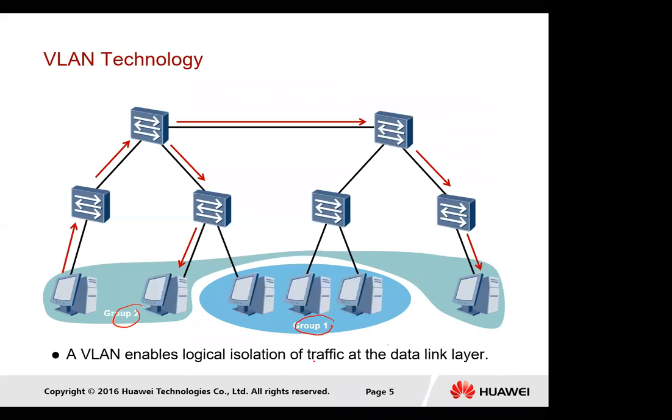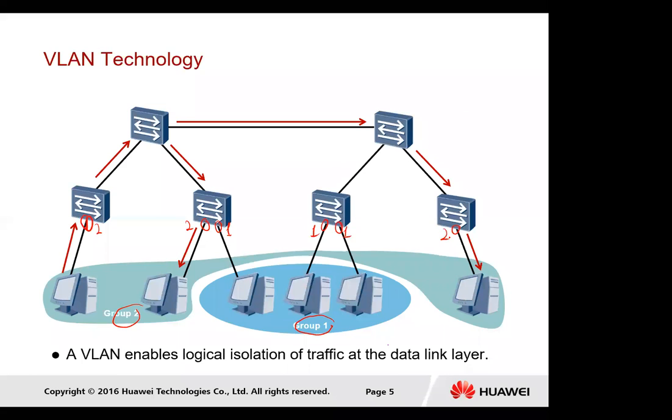So after the VLAN is defined, how are we going to create the VLAN? It is based on the port. So I will say that this port belongs to group 2, this port belongs to group 2, and this port belongs to group number 1, group number 1, and group number 2.